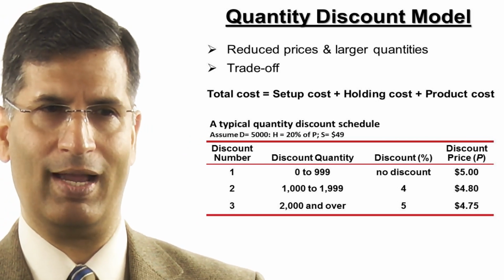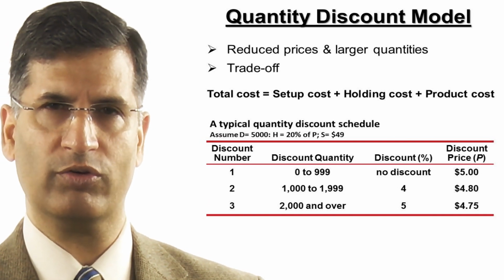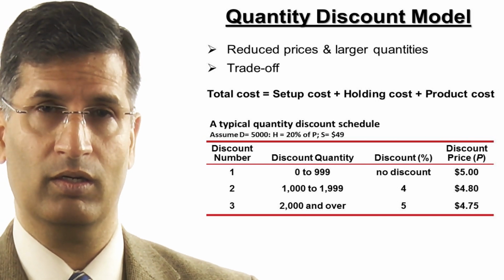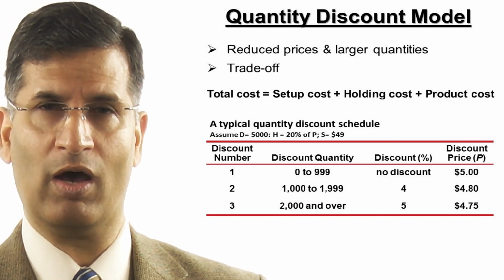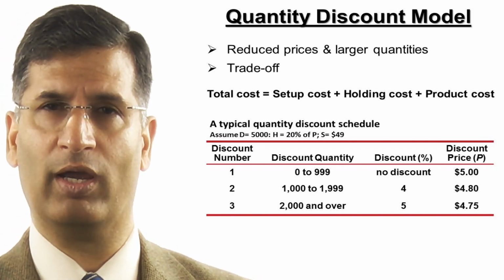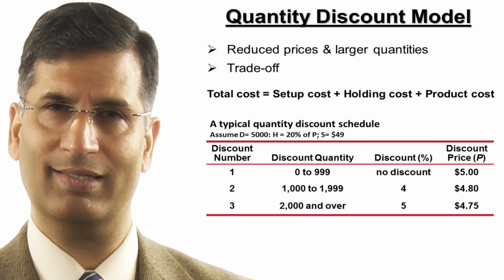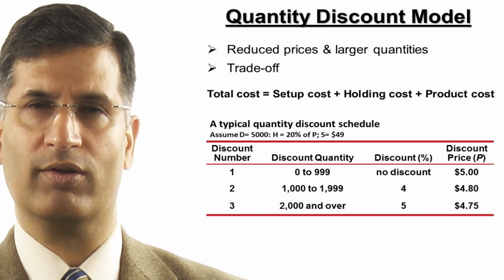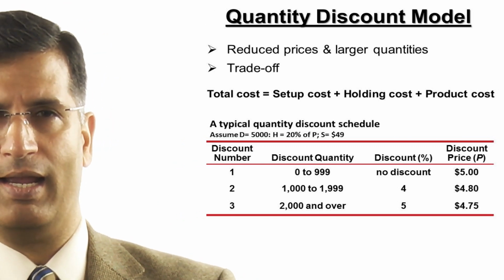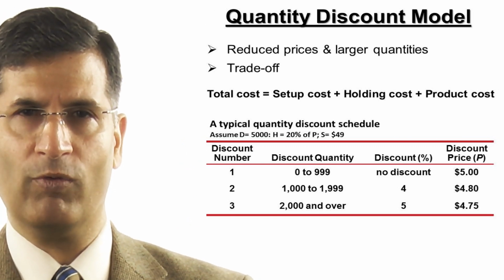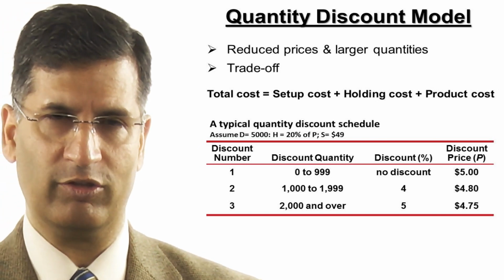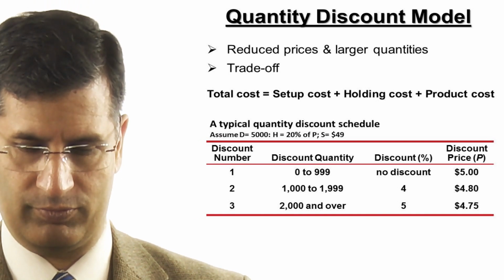If you buy between 0 and 999 units, you get no discount and you pay $5 per unit of the item you are purchasing. But between 1,000 and 2,000, if your lot size is, you get 4% discount, and the purchase price in that case is $4.80 for the entire lot. If you buy anything over 2,000, your discount is 5% and your purchase price becomes $4.75.